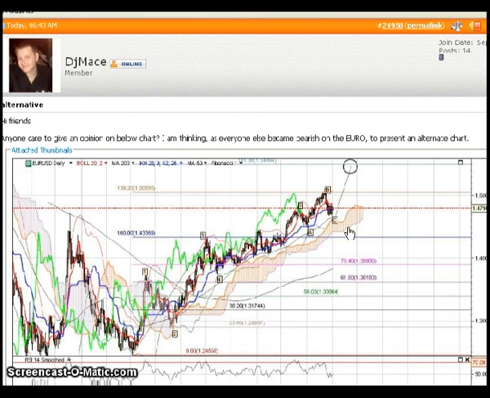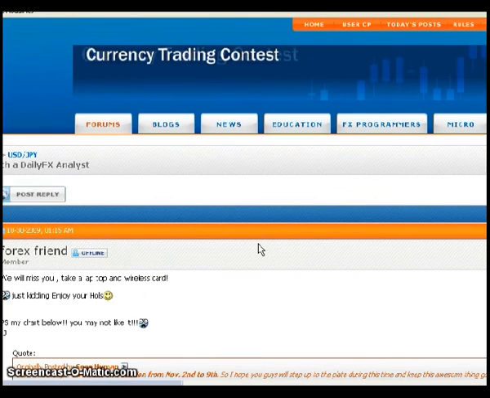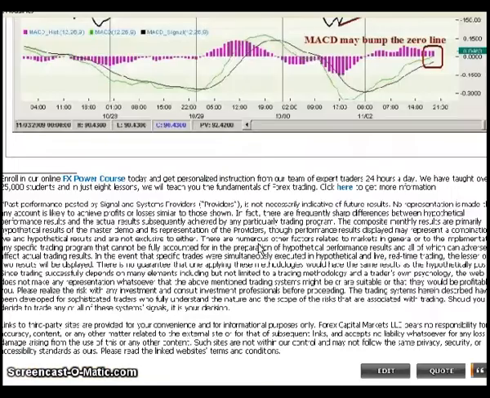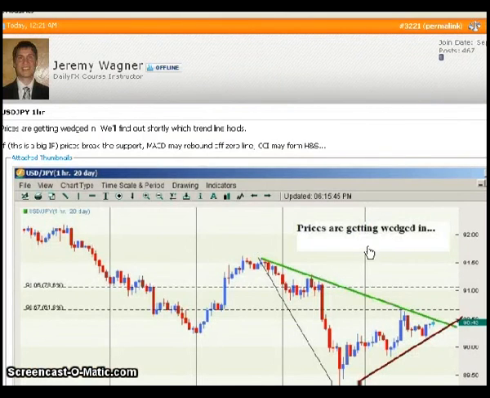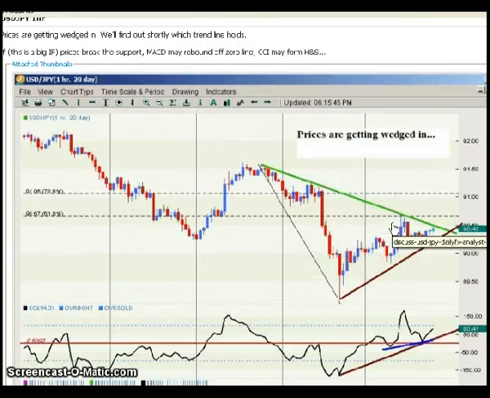So heading back to the forums now, I wanted to head over to the dollar-yen chart, a chart that I haven't really looked at in a while. And what I wanted to highlight here, Jeremy had a recent post in terms of the short-term chart. He had a wedge pattern, which I'll show you in a second, right here. Prices are getting wedged in, and MACD might cross over zero again.